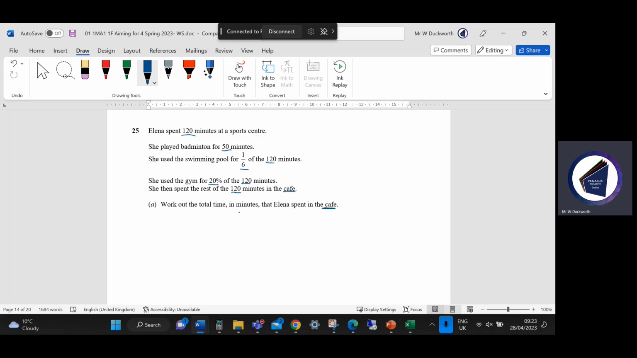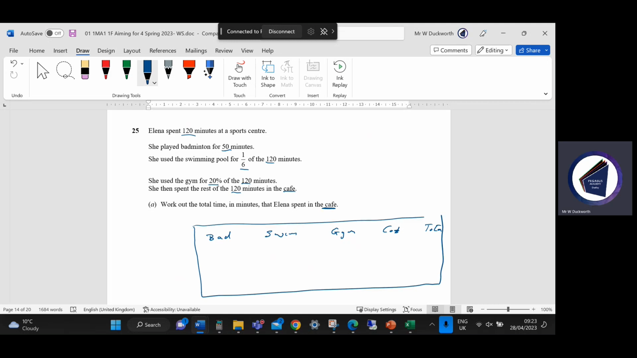Okay, so the activities that she's got then. So I'm going to try and extract this information. She played badminton. She went swimming. She went to the gym. And she went to the cafe. And she had a total. So I'm going to just start by putting the information from the question. They're not going to be in a similar format yet. So just from the question, not the actual time. So we know that there's a total of 120 minutes.